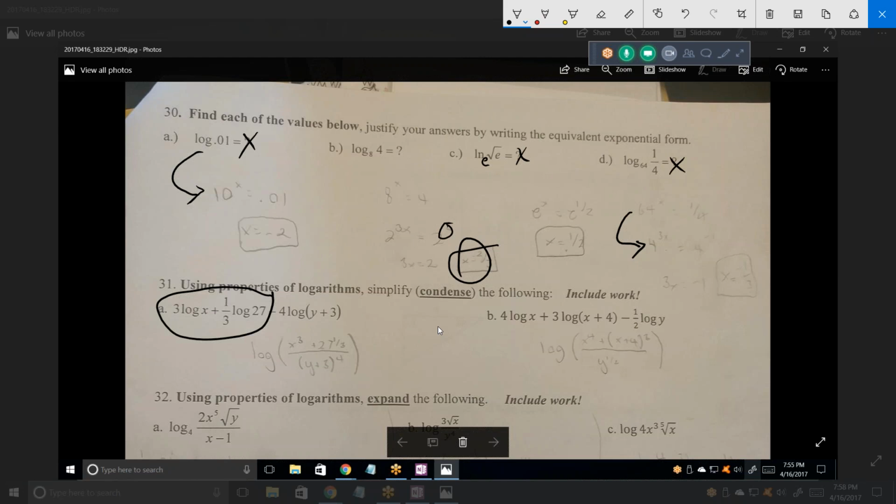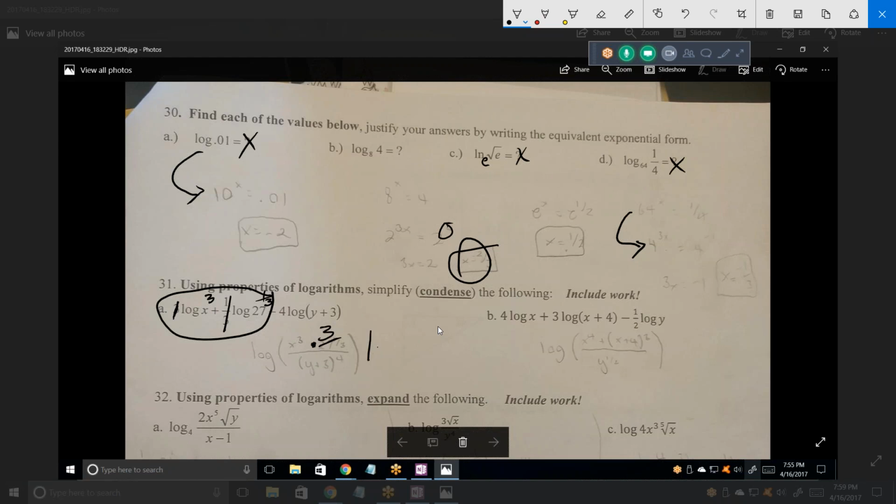Okay? And the first step of taking this 3 and putting it there, that's a good one. You can always do that. And then take that 1/3 and put it there. You can always do that. And now you have the log of x cubed times 27 to the 1/3. Well, what's 27 to the 1/3? It's the cube root. Cube root of 27. 3. So that becomes 3x cubed in the numerator.